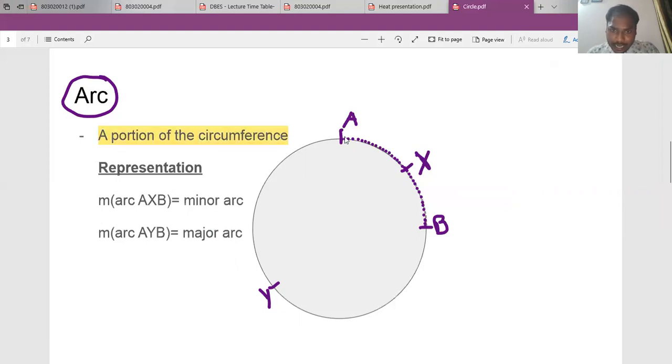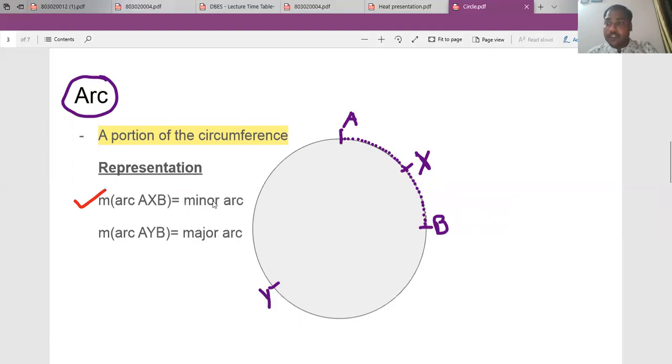So you all can see that AXB is a portion of the entire circle. From the entire circumference, we have taken a portion, that is AXB. So we can say that this one is representing the arc. AXB is an arc. If we see, the AXB is smaller than the AYB. So we can say that the AXB is known as the minor arc.